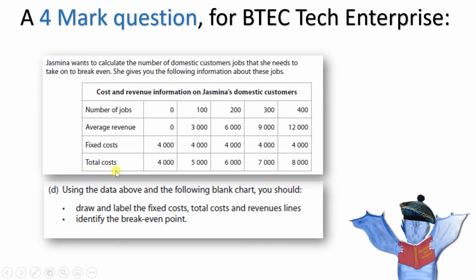Total costs. Total costs start at 4,000, be aware of that, and then it goes up 5,000, 6,000, it goes up 1,000. So take note of how the numbers go up because of what you're going to be asked to do. The next bit: using this data above in the table and the following blank chart, which you'll see on the next slide, you should draw and label the fixed cost, total cost and revenue lines, and then identify the break-even point.